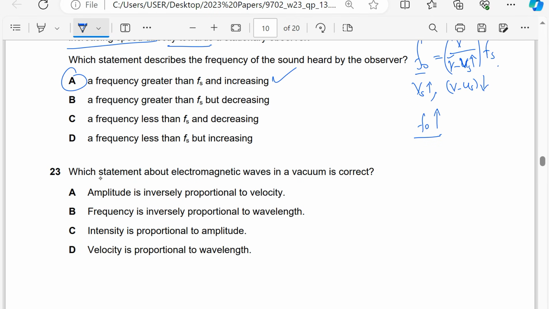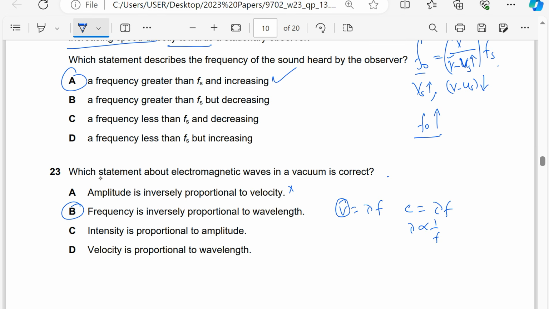Which statement about electromagnetic waves in a vacuum is correct? So we know that they all travel at the same speed. Amplitude is inversely proportional to velocity. For all waves, amplitude is inversely proportional to velocity. There is no such statement. That is not true. Frequency is inversely proportional to wavelength. We know that v is equal to lambda times f, and v is constant for all electromagnetic waves, which is c. So c is equal to lambda times f. So lambda is inversely proportional to f. I think this is the correct answer.